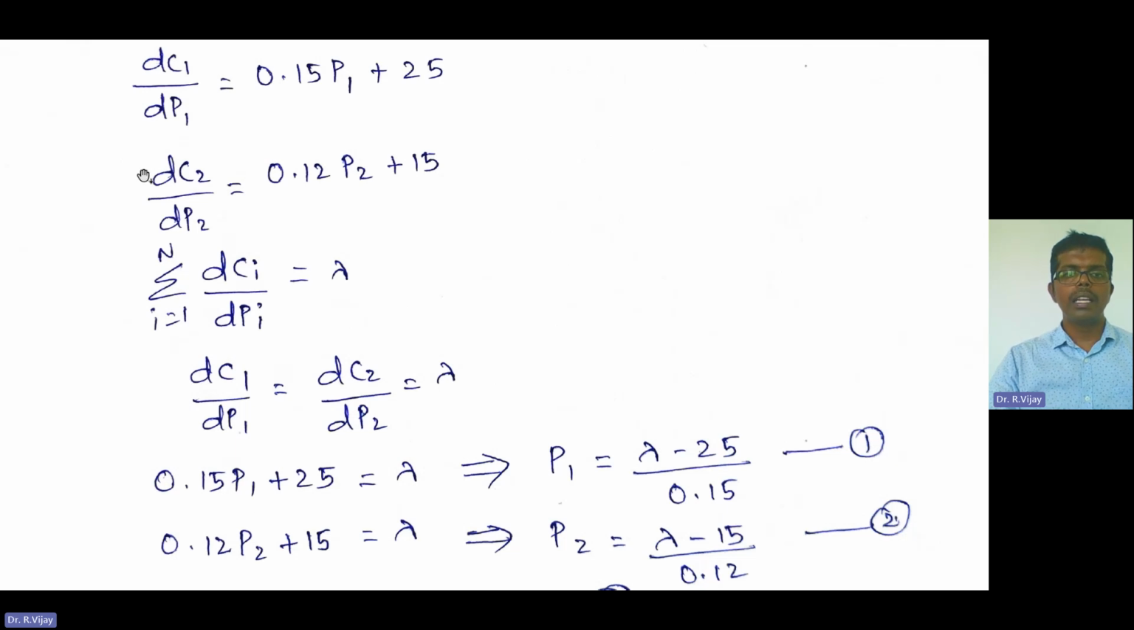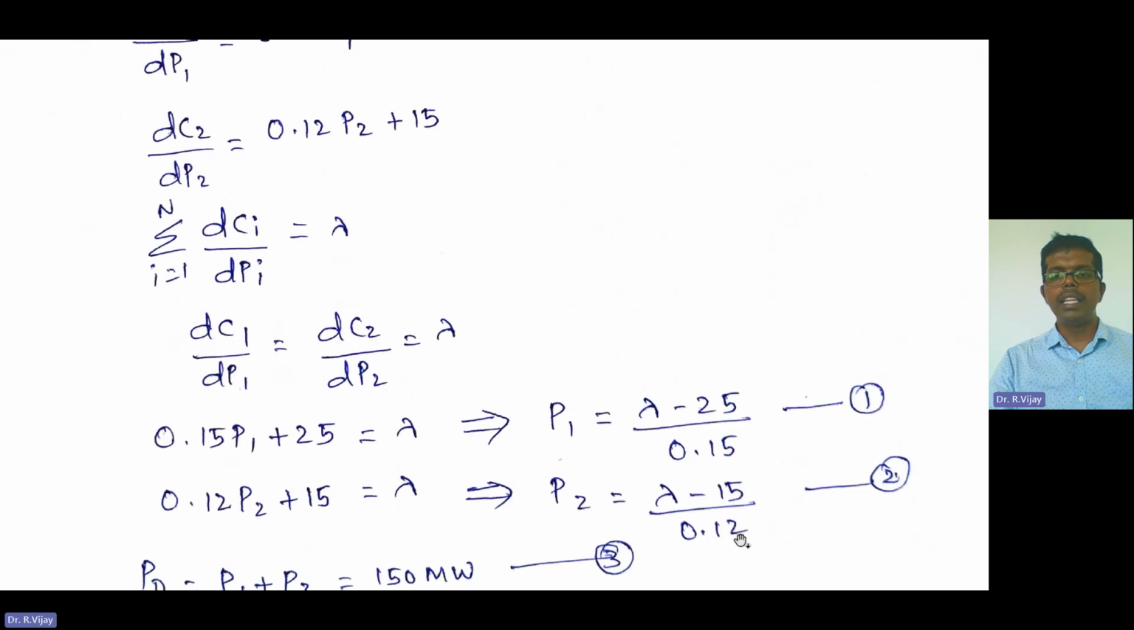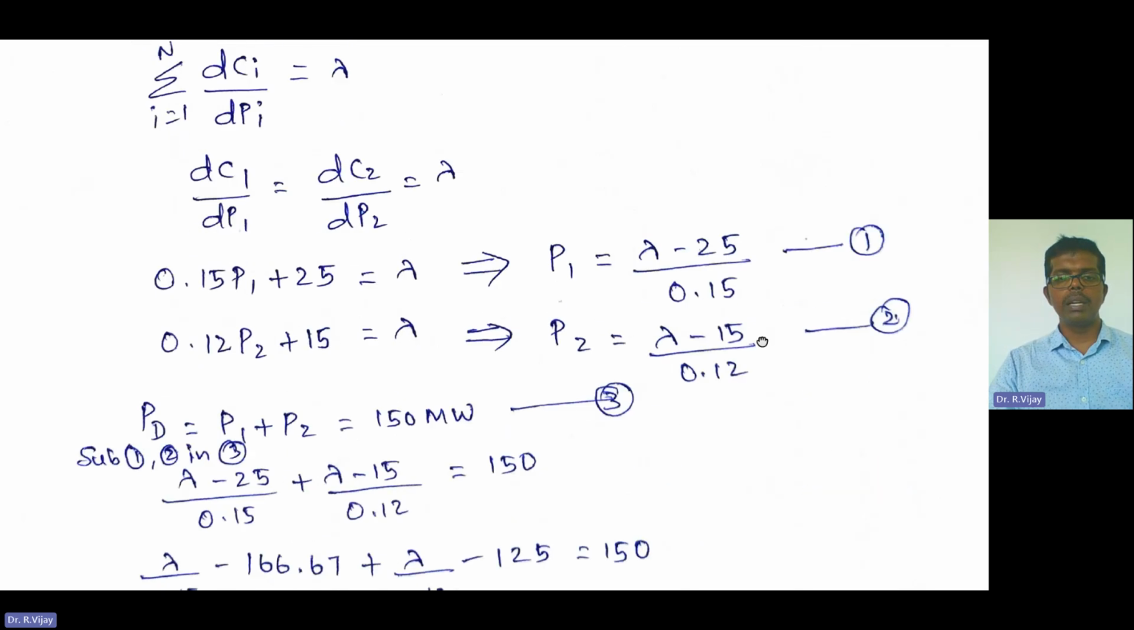Similarly, the fuel cost function 2 with respect to P2 is given in the problem: 0.12 P2 + 15 = lambda. From this we can easily find P2: P2 = (lambda minus 15) divided by 0.12. We take P1 as equation number 1 and P2 as equation number 2.